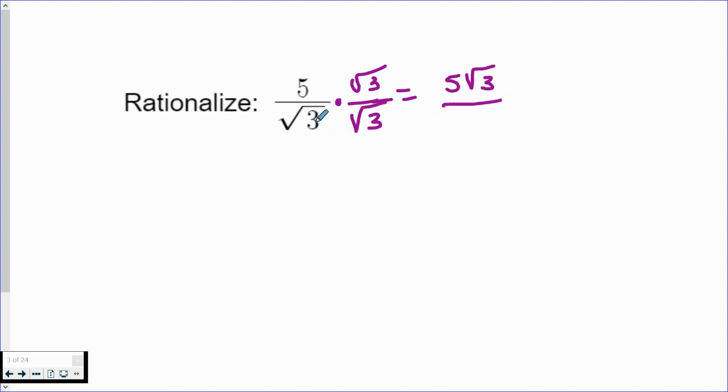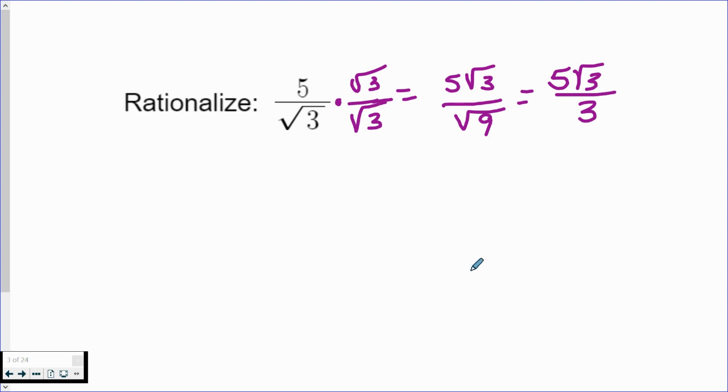In the denominator, we can multiply these together. So square root of 3 times square root of 3 becomes the square root of 9. And your numerator does not change. Your denominator, you take that square root, and that should be your final answer.